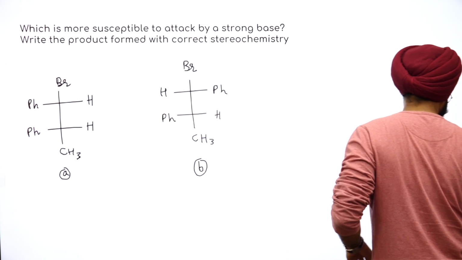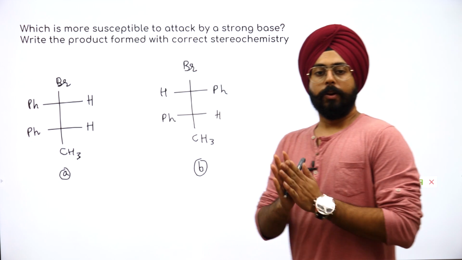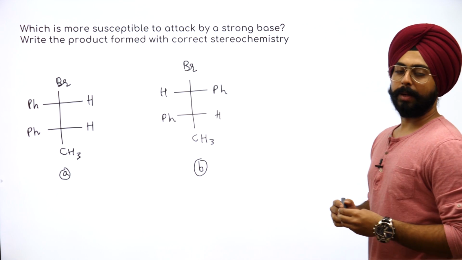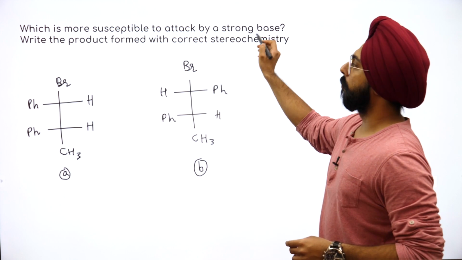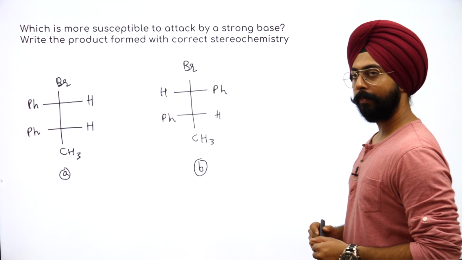Now people, let's get to this question. इस question पे जाते हैं. Which of these is more susceptible to attack by a strong base? Write the product formed with the correct stereochemistry.